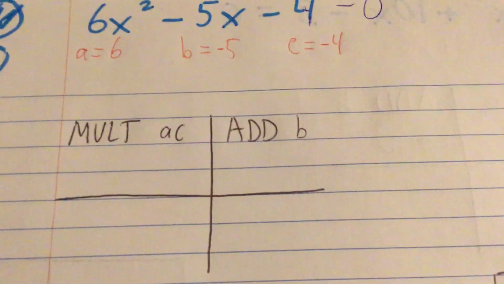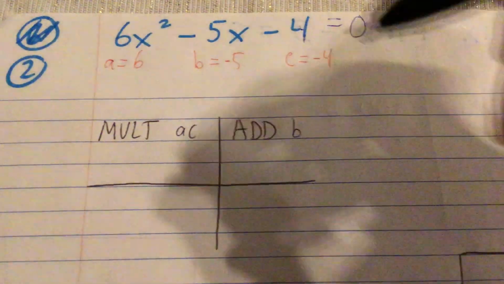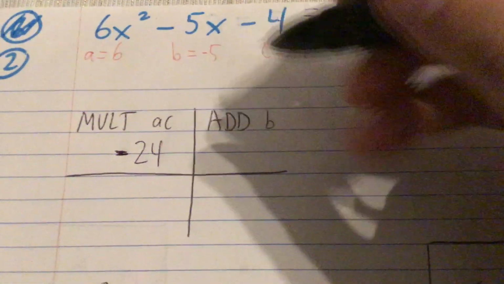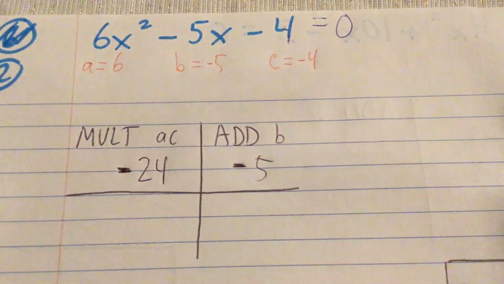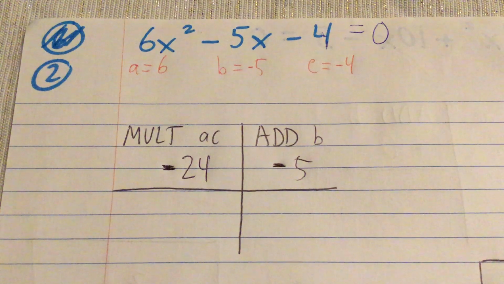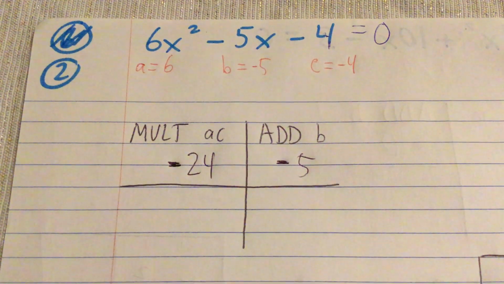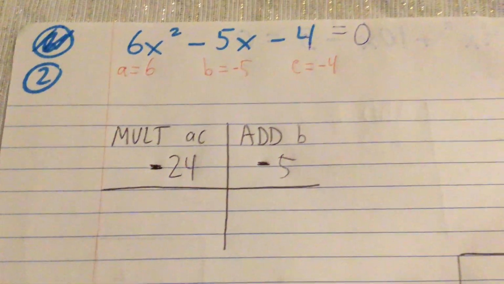So I make my little table. In this case, A is 6, C is negative 4. So that would make my AC equal to negative 24. And my B is negative 5. Okay. If you want to do this on your own, pause the screen because I'm going to give the answer in 5, 4, 3, 2, 1.